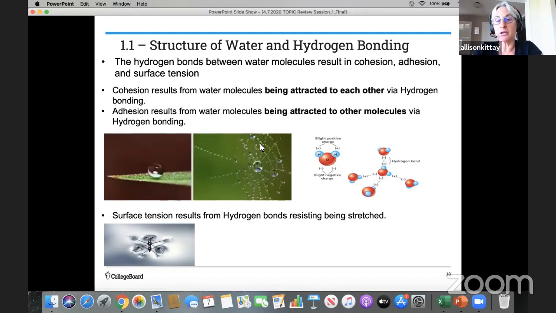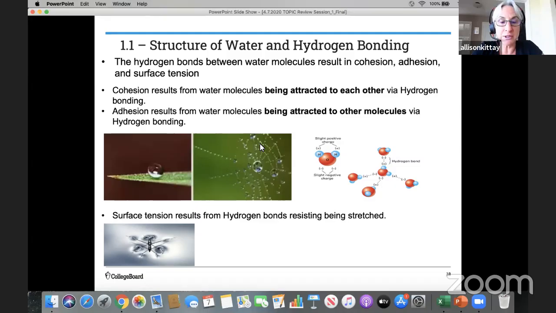Cohesion means that water molecules like to stick to each other through hydrogen bonding, whereas adhesion means that water molecules like to stick to other molecules through hydrogen bonding. And so if you look at the pictures I have for you, cohesion is responsible for the water beading up. You see that on the leaf. It's also responsible for beading up on that spider web, but it also adheres to the protein in that spider web. So that image shows you both cohesion and adhesion.